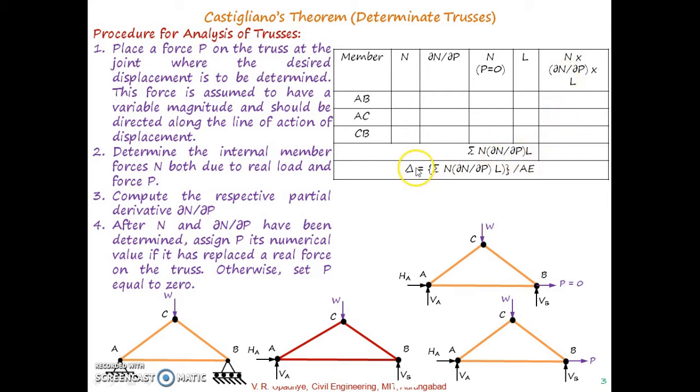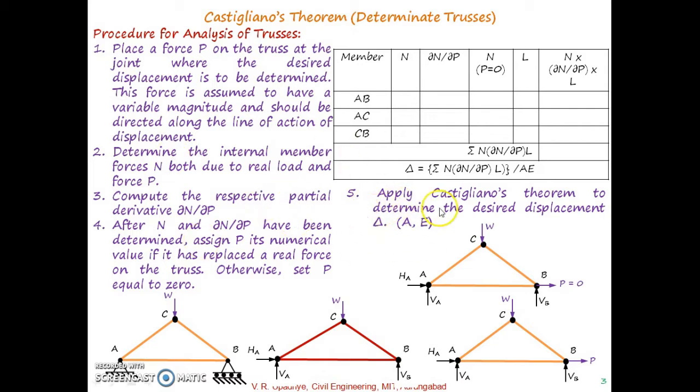Then we will be calculating deflection by using the equation, summation N del N by del P into L divided by A. So with this procedure we will be going for one numerical, so that you go through the methodology. So apply Castigliano's theorem to determine the desired displacement delta.